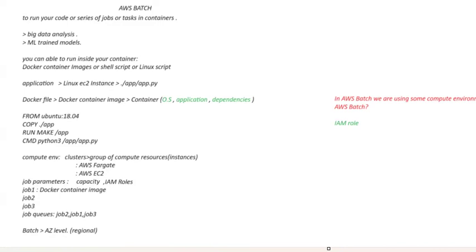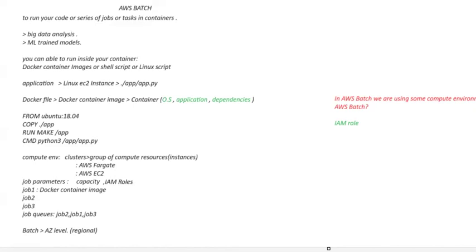So here we discussed only the important points that we need to perform this Batch operation. So that's it. There are multiple options present in Batch while configuring. So don't worry about them, because these are the important things that you need to remember to understand this Batch service in AWS.